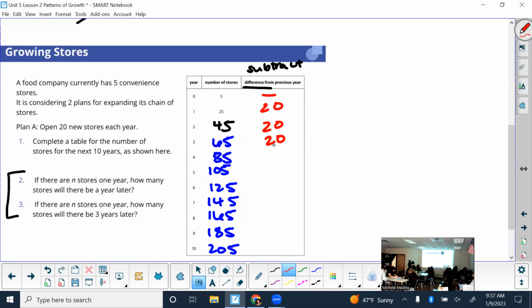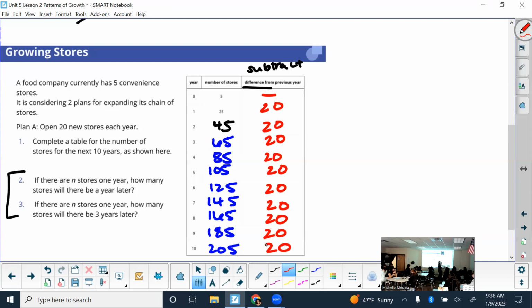Twenty. Table 2, from year 4 to year 3. 20. Table 4, from year 5 to year 4. Is it going to be different? No. Why is it not going to be different? Good. In the rule, if they add 20 new stores each year, the difference should be 20 and nothing else. It's not essential yet to know this as the common difference.